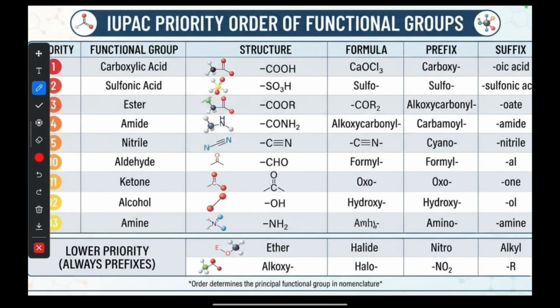As you go down the series, the priority decreases. That means the carboxylic acid functional group, COOH, will get the highest priority. After that, the sulfonic acid, SO3H, gets lesser priority. After that, the ester. So as you go down the series, the priority decreases.